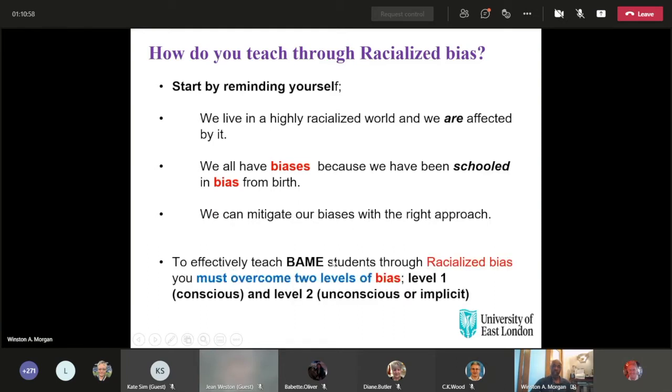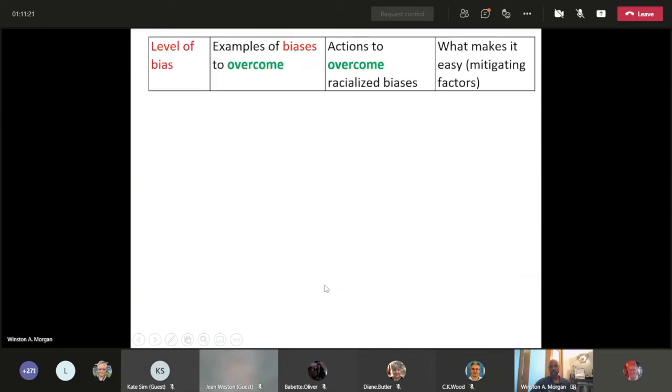So to effectively teach BME students through racialized bias, you must overcome, and this is an important one, two levels of bias. Level one, which is more conscious type bias, and that's where most people are in higher education. But in order to reduce and get rid of the awarding gap, we need to overcome level two, which I call unconscious or implicit bias. And to illustrate this point, I now need to use a table. It's a clumsy table, but I think it makes the point. So on the top, we've got the level of bias that we need to overcome, examples of types of bias, the actions we need to overcome these biases, and what makes it easier, what mitigates this.